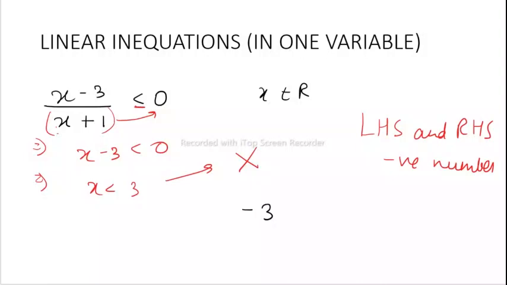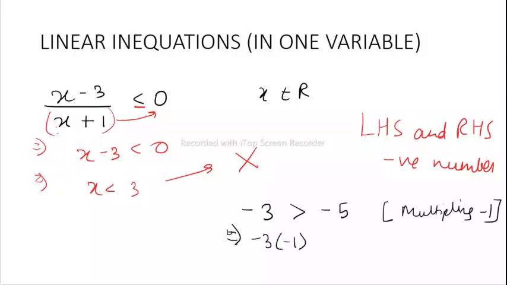If I have minus 3 more than minus 5 and I multiply both sides with say minus 1, which is a negative number, then minus 3 times minus 1 more than minus 5 times minus 1. So this will become 3 more than 5. This is wrong, right? This is not true. So to correct this, what I have to actually do is change this sign.